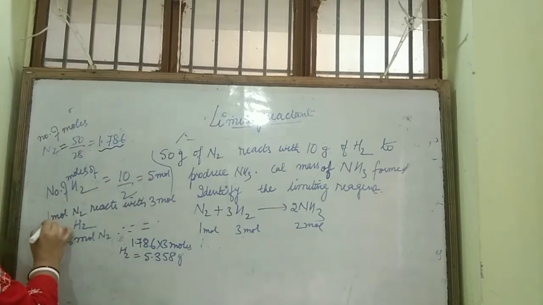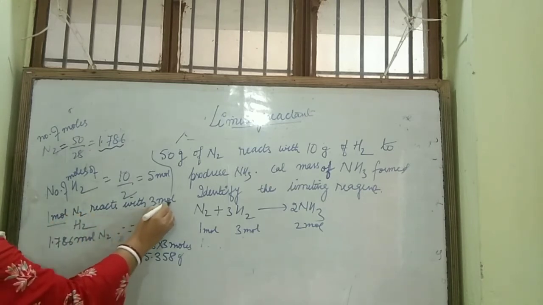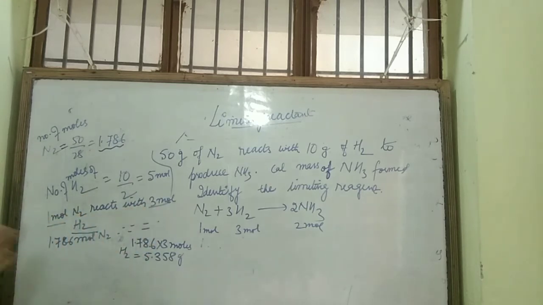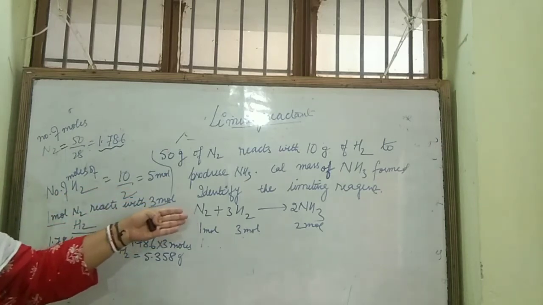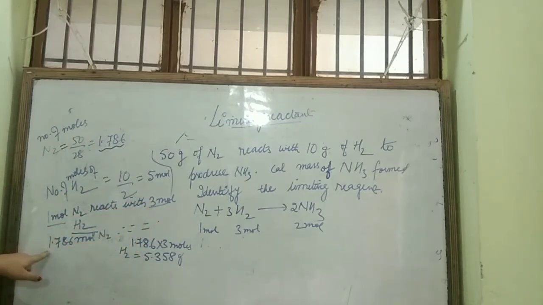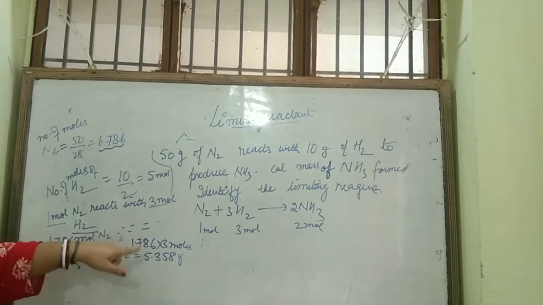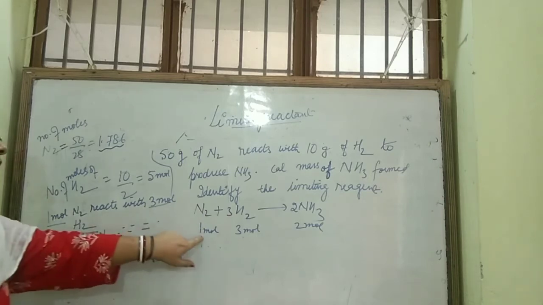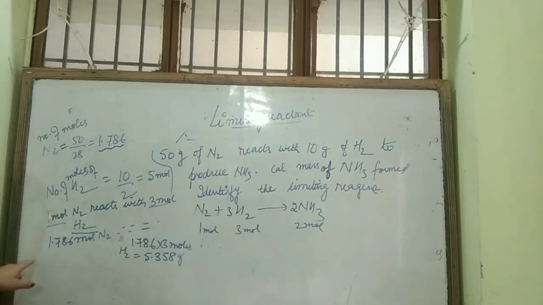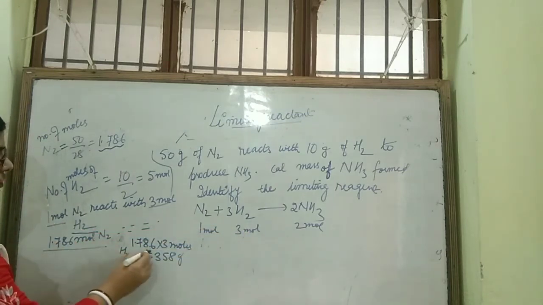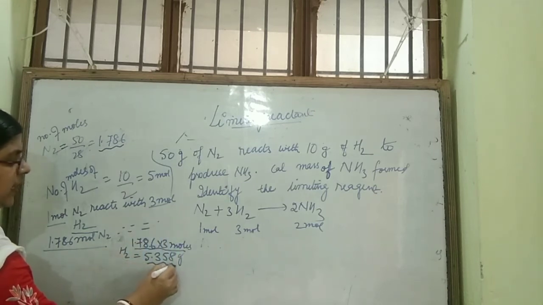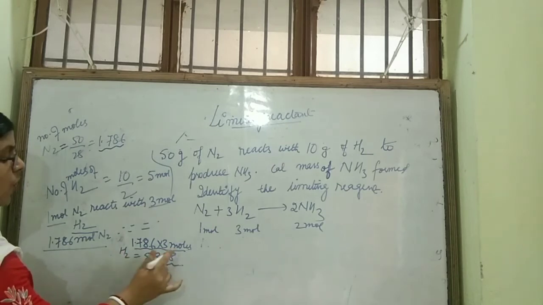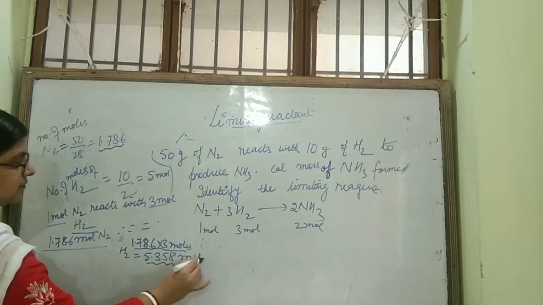Now, 1 mole of nitrogen reacts with 3 moles of hydrogen. It is clear from this stoichiometry. 1.786 moles of nitrogen requires how much hydrogen? For 1 mole we require 3 moles, so for this many moles of nitrogen we will require this into 3, that is 5.358 moles of hydrogen.